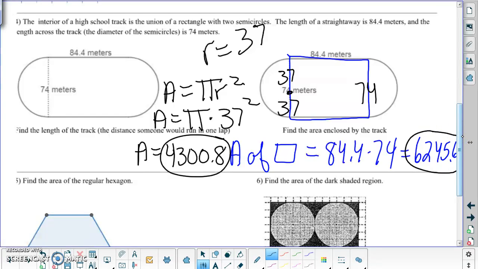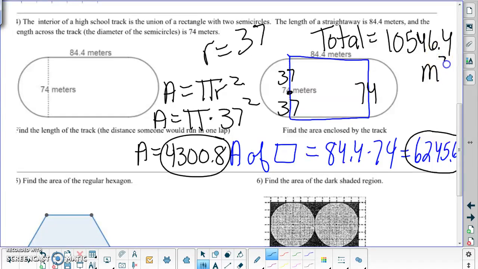So I'm getting 10,546.4. Yeah. So I'm just writing total, and then meters squared.